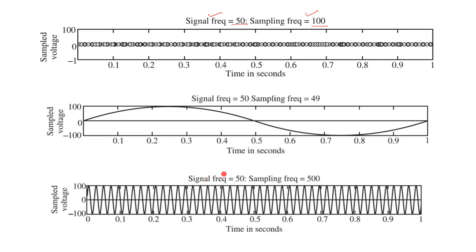Now if we take the signal frequency 50 hertz and the sampling frequency 500 hertz, which is much greater than twice the signal frequency, that is 100 hertz, right? Therefore, after reconstructing the sampled values, we get the accurate waveform. What is shown here gives us the 50 hertz signal again. So this Shannon's theorem is very useful to avoid the aliasing effect, right?